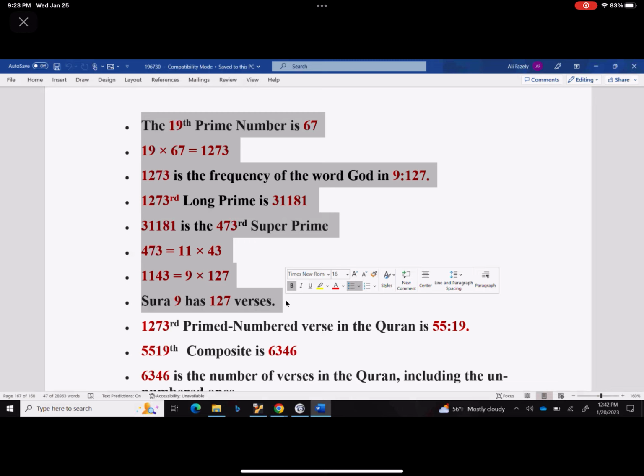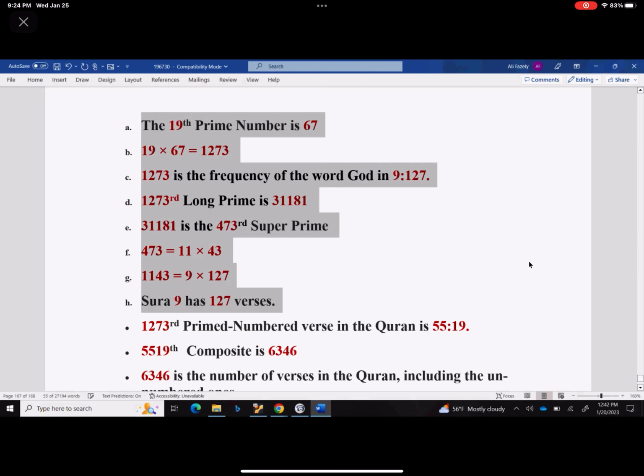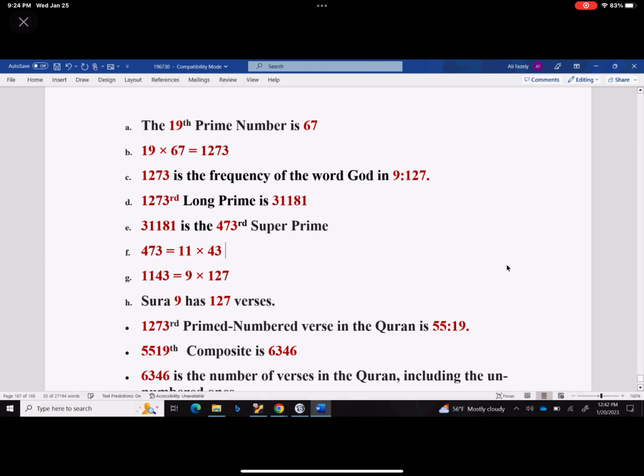So from the 19th prime number being 67, all of this is generated. And it keeps stressing, keeps repeating, it keeps warning us that 9 has 127 verses. Okay, and then now let's see what our answers are about this. Let's pick all of those verses in the Quran that have a prime number as their verse number.